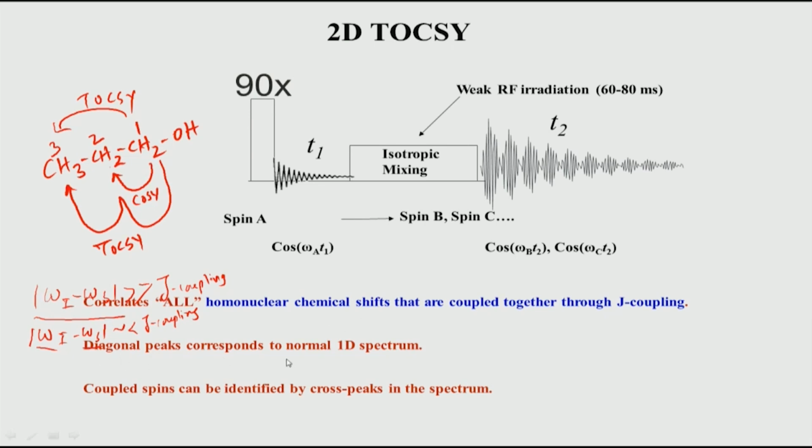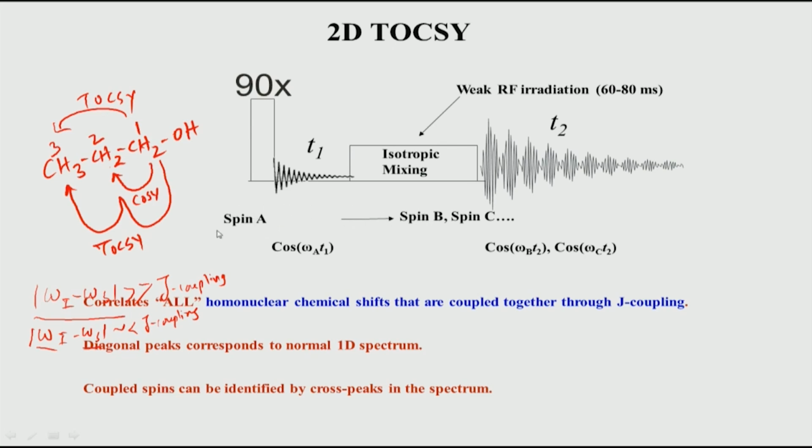And then what does the spectrum look like? As we saw in the case of COSY, you expect a diagonal peak. So, remember here, if you look back in this picture here, the spin A does not transfer all its magnetization to B and C and so on. It only transfers part of it. That is what we mentioned in the last class as transfer efficiency. So, the transfer efficiency of magnetization is never 100% in case of homonuclear. In heteronuclear, yes, you can achieve 100%, we will see that later, but in homonuclear we will not get 100%.